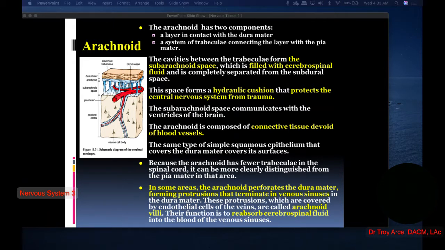So what you need to know is that this arachnoid layer forms a space that acts as a hydraulic cushion that protects the central nervous system from trauma. The subarachnoid space communicates with the ventricles of the brain. And these ventricles that we talked about last lecture, this is where the cerebrospinal fluid is made and stored and circulated through these ventricles of the brain.